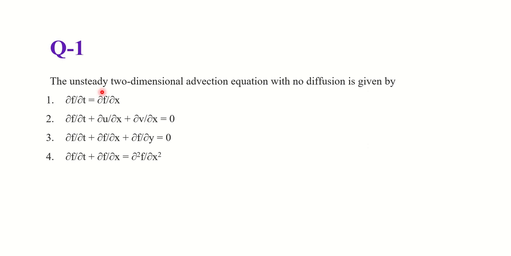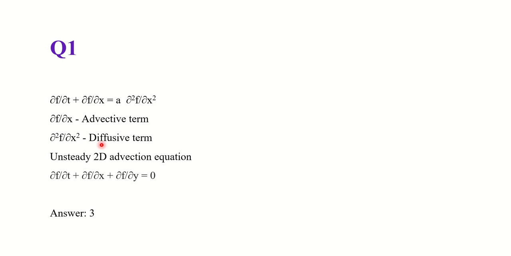Okay. Now we just see how we have arrived at this term. Answer to this question is option 3. Dou f by dou t plus dou f by dou x plus dou f by dou y is equal to 0. So basically the one-dimensional scalar transport equation is given by dou f by dou t plus dou f by dou x is equal to a dou square f by dou x square. This term is the advection term. This term is the diffusion term.